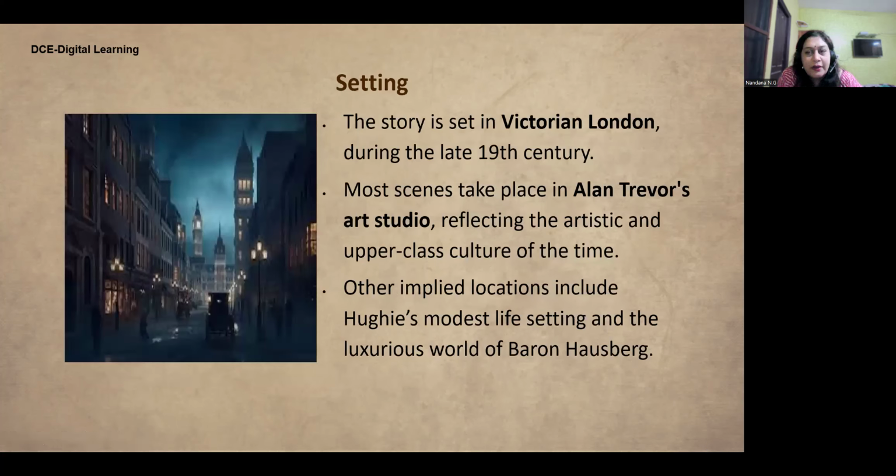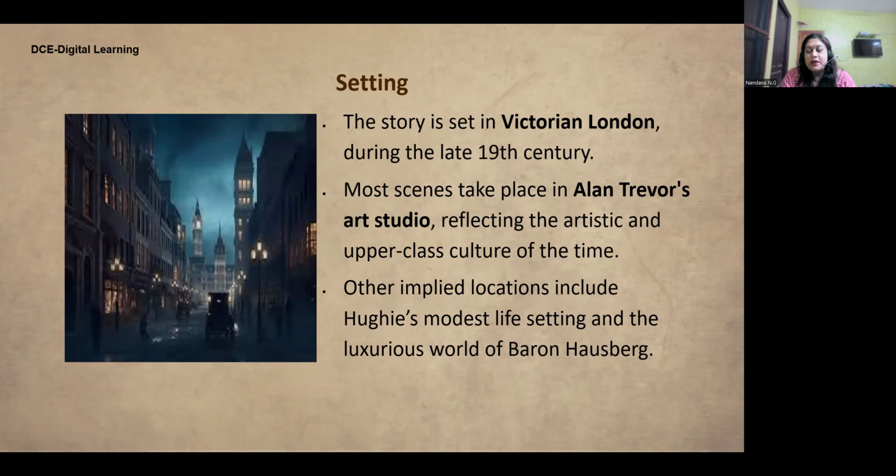Where does the story take place? The setting is always important. The story is set in Victorian London during the late 19th century. That is why I told you we should always see where the author was born. So he has set the story during his own times, the Victorian London. It isn't unlike the present London as such. So royalty was still very much in vogue during the late 19th century.